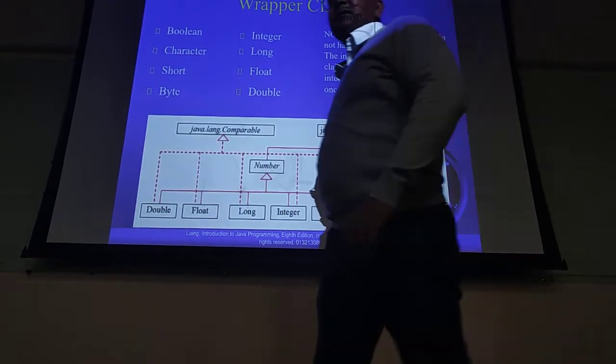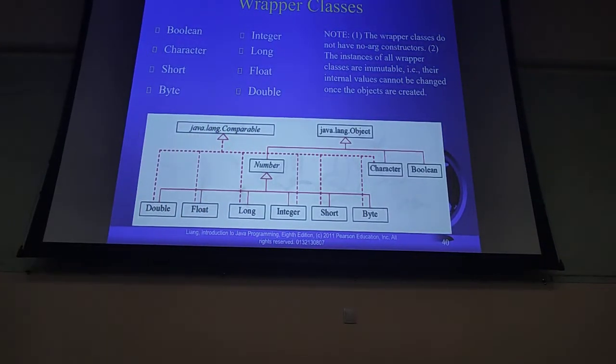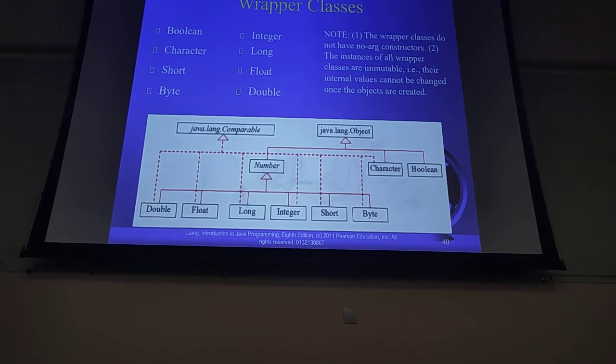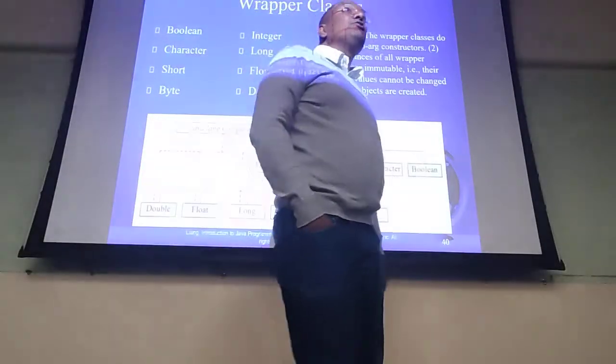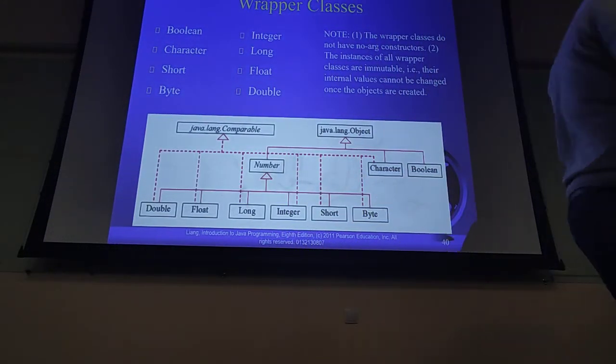Do you remember this? This slide is new for you, but do we study wrapper class? Reference type? Which one is reference type? String. Boolean, character, short, byte. This is not a primitive data type. These are the reference type, like a string. Which one? Reference. And then you can use this like how you use string?